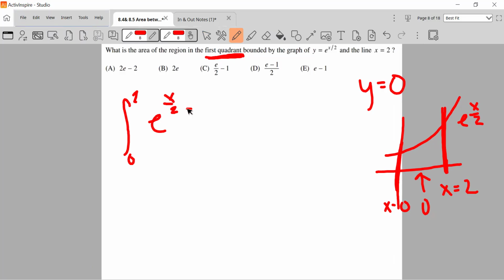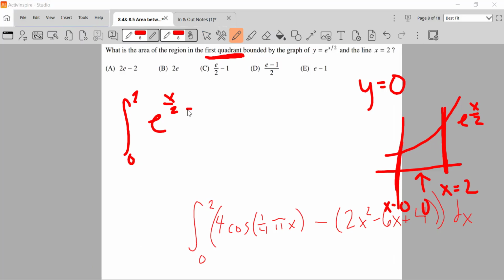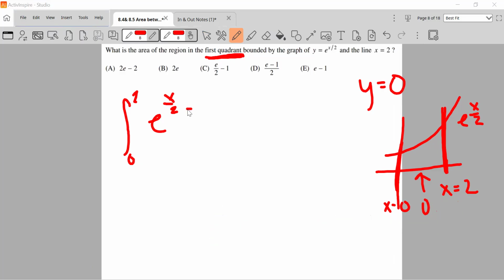minus, oh, I accidentally went the wrong way. Undo. No, redo. Okay.